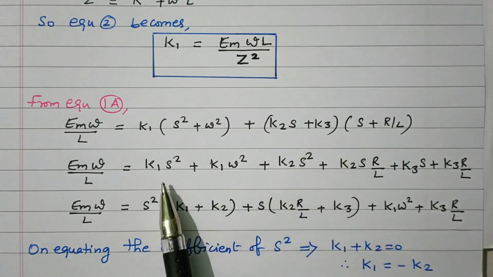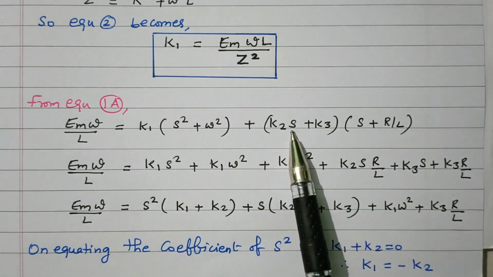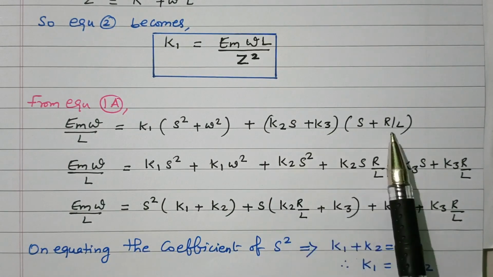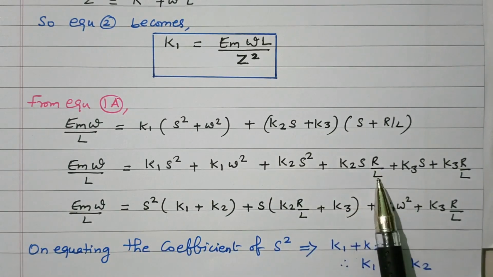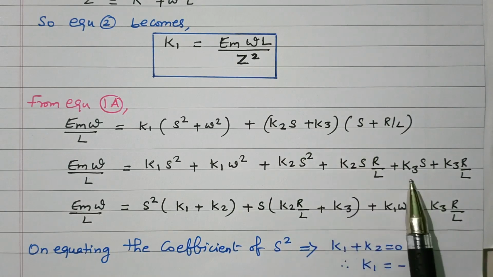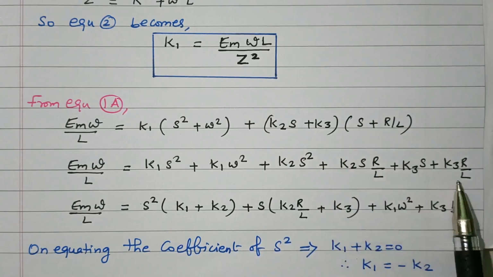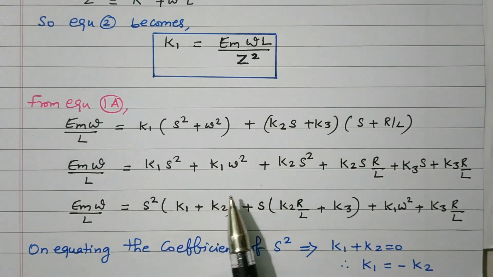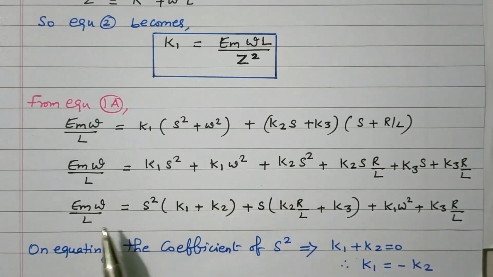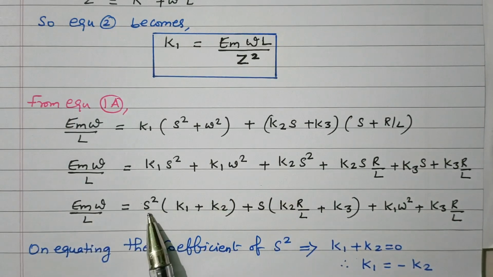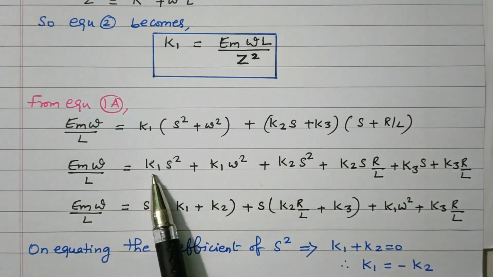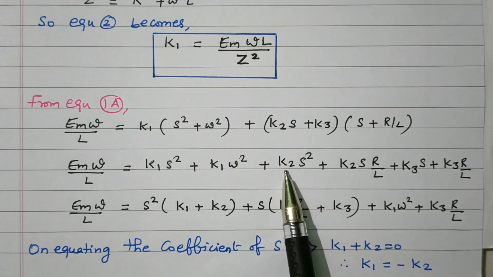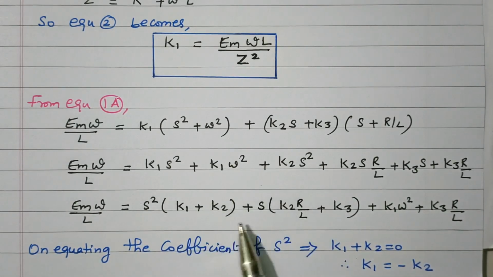Now we'll multiply inside this term. K2 s into s, so K2 s square. K2 s into R by L. K3 into s. K3 into R by L. So this term is multiplied. Now we'll group the coefficients of s square, s and constant. Em omega by L, s square: take the s square common. Here the s square term K1 is available, here the s square term K2 is available. So K1 plus K2.